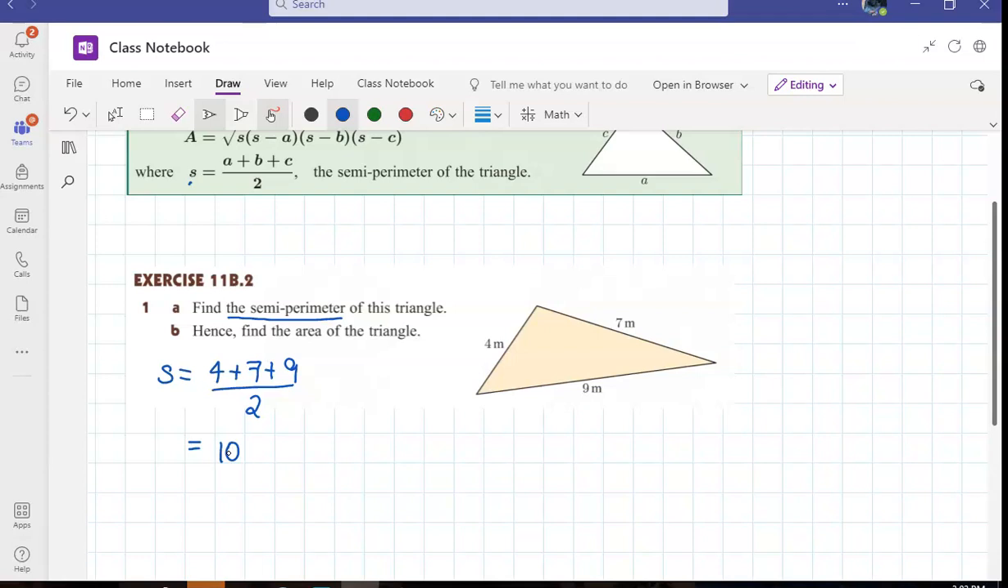So now, if you're looking at the formula, all it's saying is subtract every length from this S value. So we're going to take S take 7, S take 9, and then you're going to times it by S and square root everything. Why does it work? Well, that's not for us. We don't need to know that. We just need to be able to use and apply the formula. So are we happy with that?